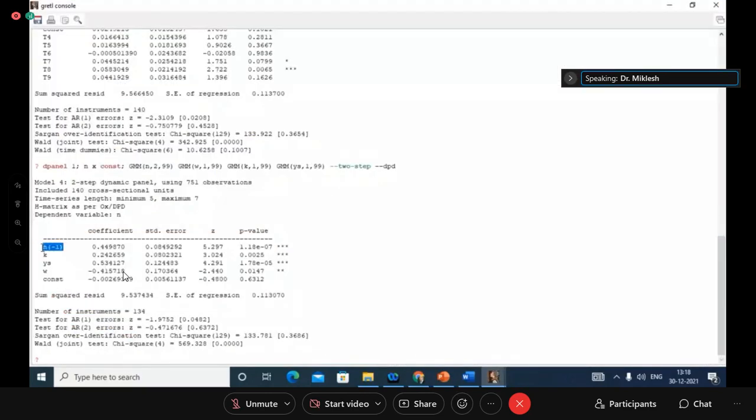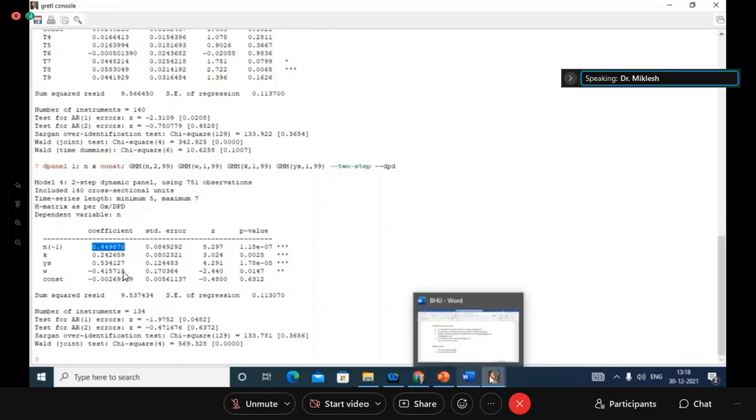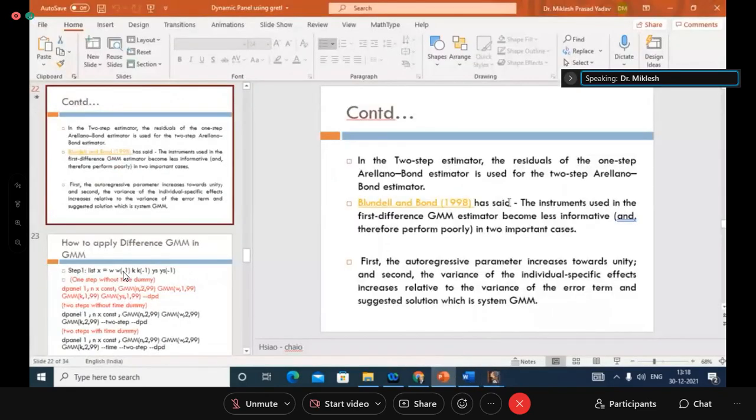It means autoregressive parameter. So it says that the coefficient will increase to unity. Unity means 1. What we have understood, the criteria is it should be less than 1. But majority of the time it moves to near to unity. It means near to 1, which should not be expected. Right? This is the first weakness.